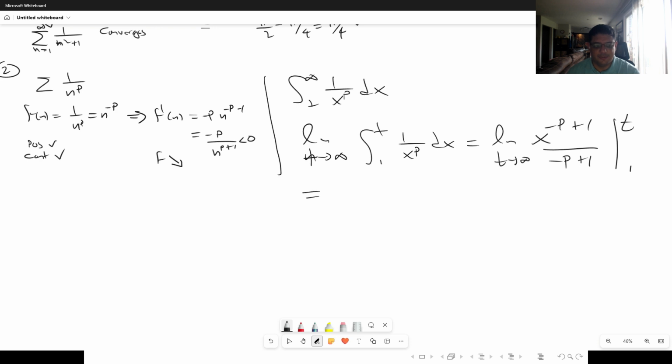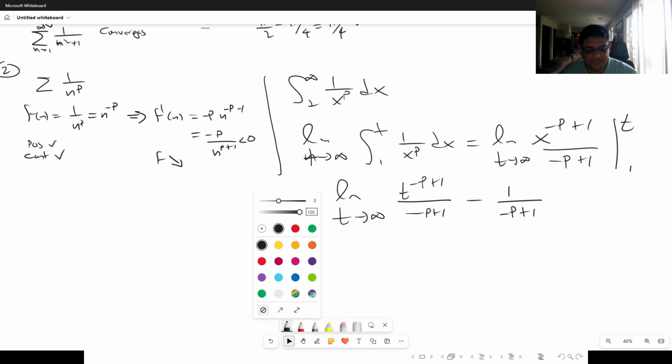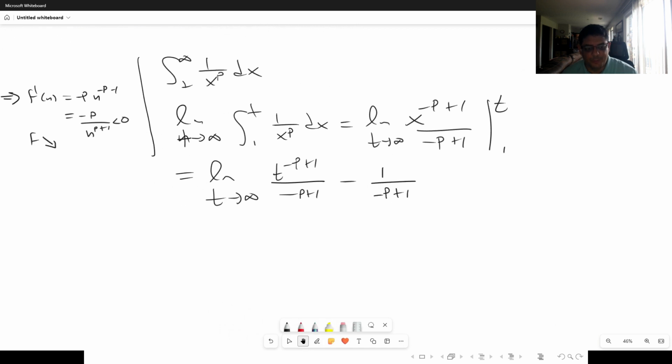And so when I plug in t, I'm going to get the limit as t goes to infinity of t to the minus p plus 1 over minus p plus 1. And then when I plug in 1, this is simply going to be minus 1 over minus p plus 1. Well, when we get this here, we're going to have a bunch of things that we need to be careful about. So let's open up the cases that this is going to provide.